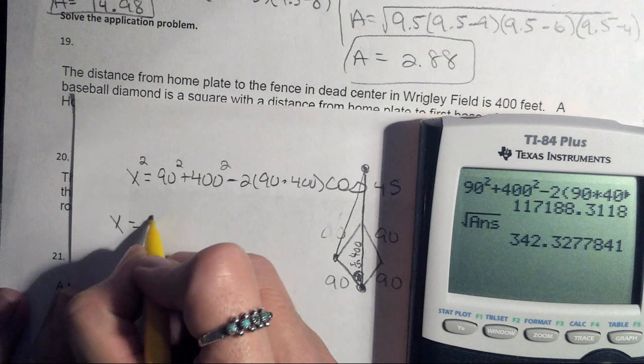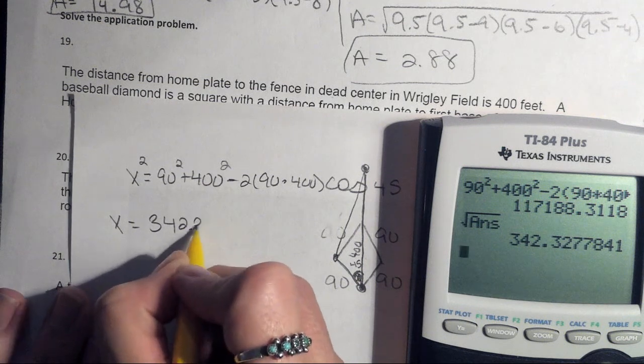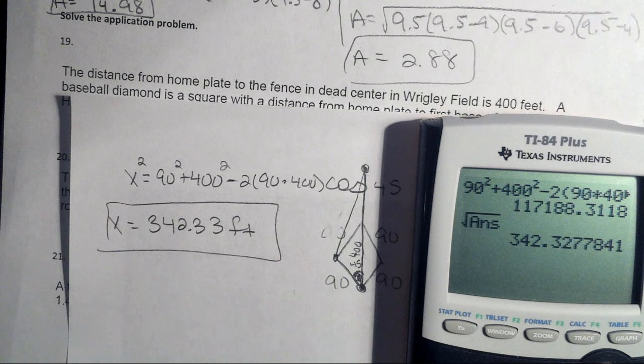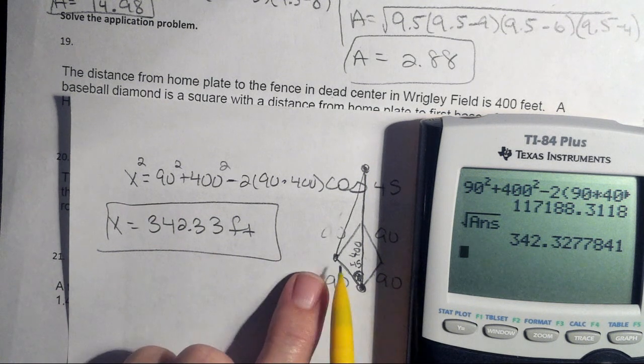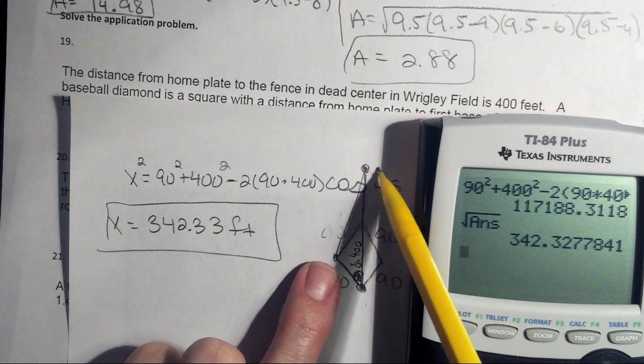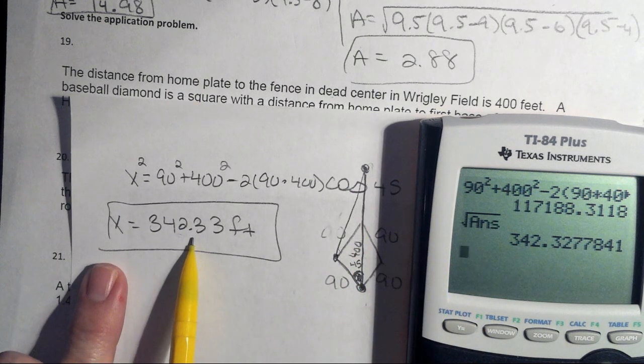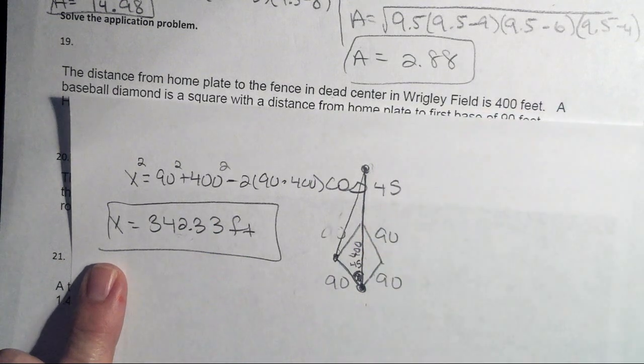So the answer is 342.33 feet from third base to center field. Okay, so if you're Springer and you're catching a ball in center field and you're trying to get the runner from going to home, you're going to throw the ball from center field to third base, 342.33 feet if you're playing in Wrigley Field.